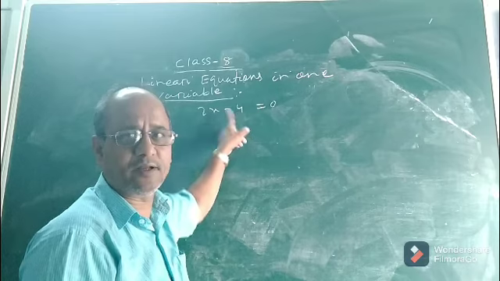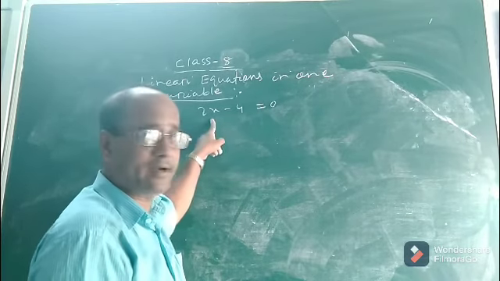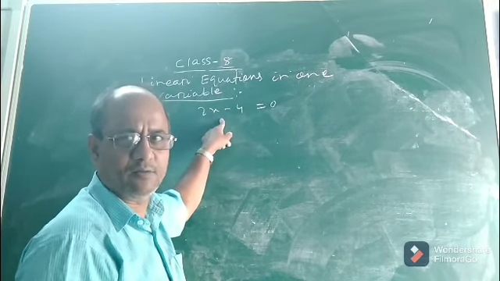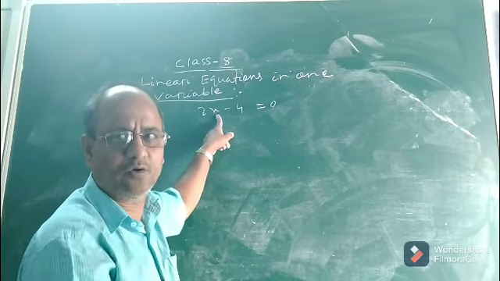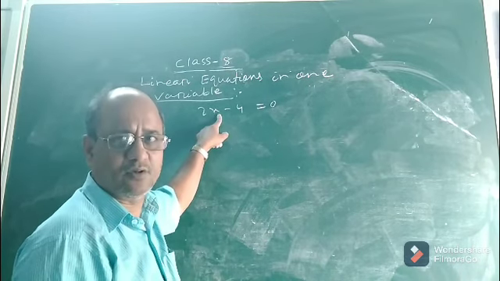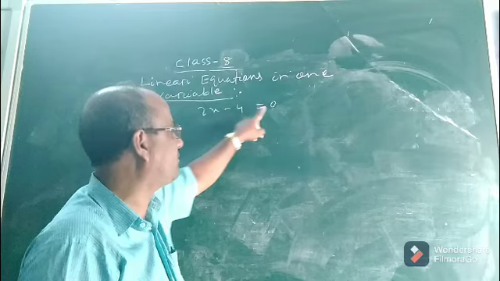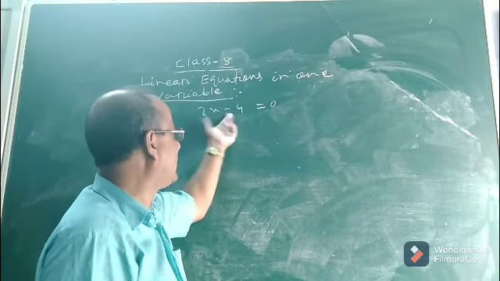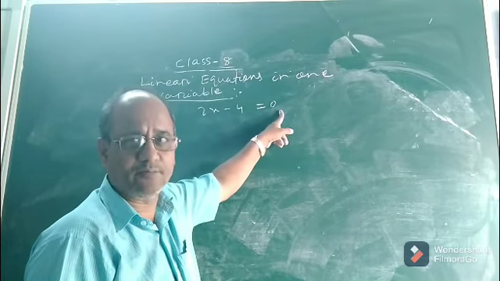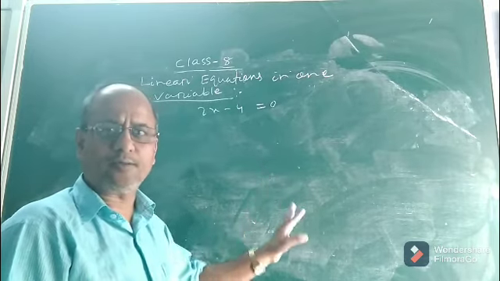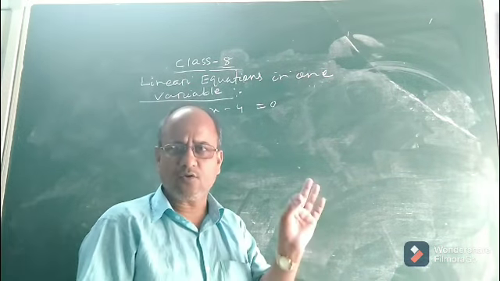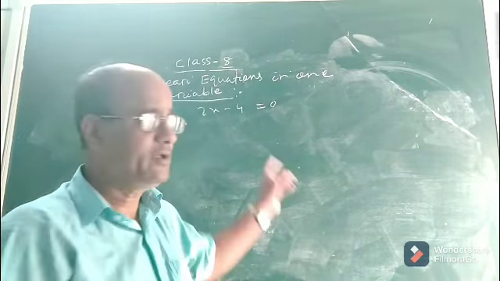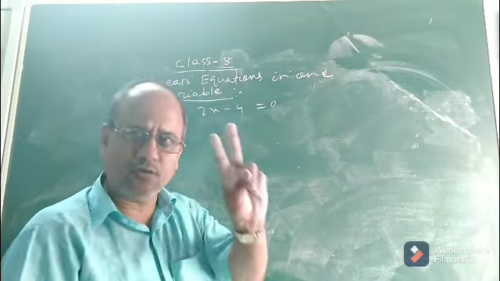2x minus 4, what is the meaning of 2x minus 4? 4 subtracted from twice or double a number. What is the number? The number we do not know, it is unknown. So let the number be x. So 4 subtracted from twice a number equal to say 0. So this is one expression. So when there is equality of two expressions, we call it an equation. So an equation is nothing but a statement of equality between two expressions.